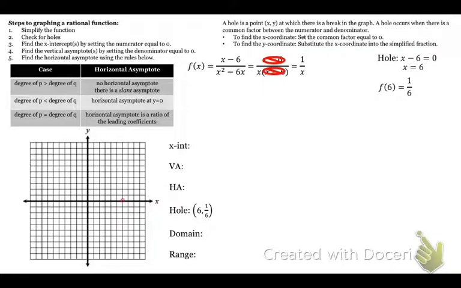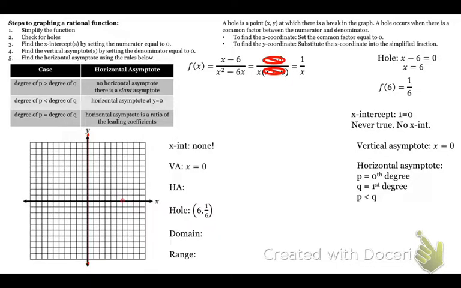Okay. X-intercept, 1 equals 0. 1 is never going to equal 0, so that's never true. There is no x-intercept. Vertical asymptote is x equals 0, so it would just be on the y-axis there.